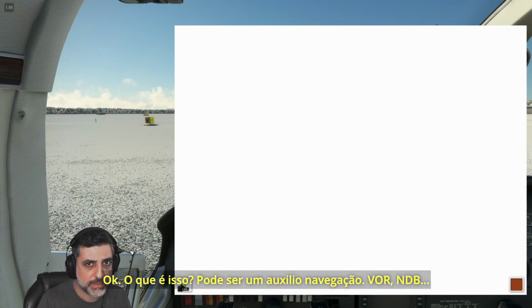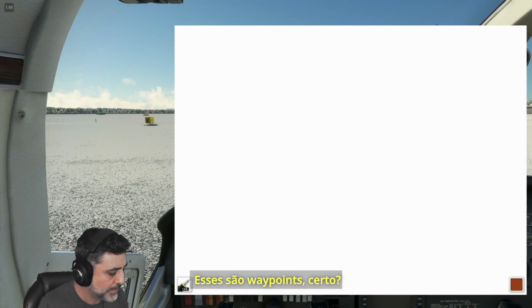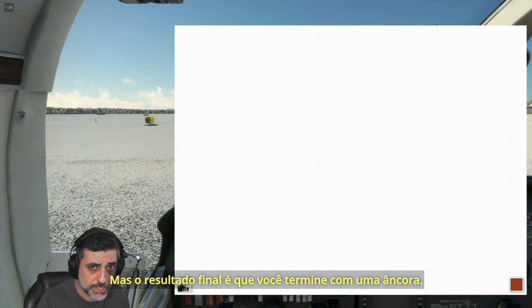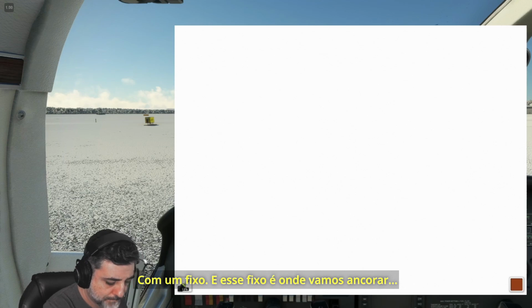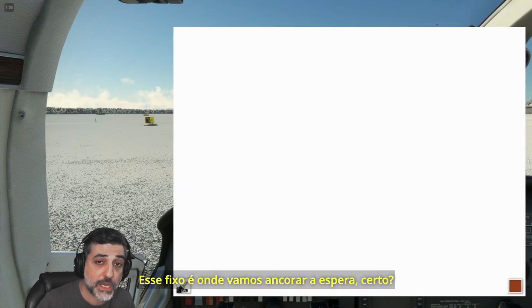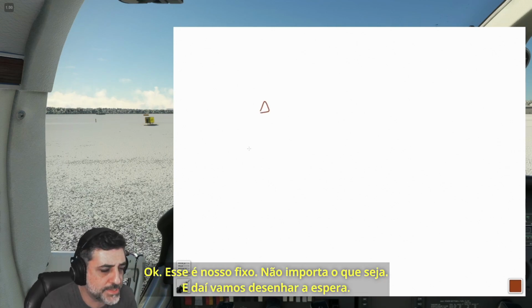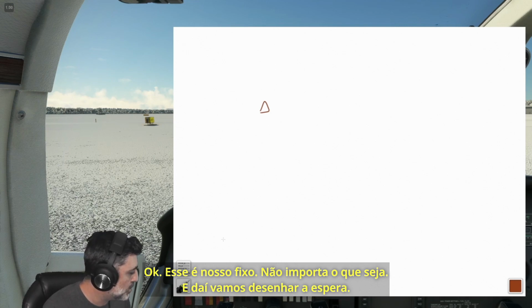VOR, NDB, or waypoint. Latitude, longitude, the crossing of two radials, a radial and a DME. Those are waypoints, right? But the end result is that you end up with an anchor, with a fix. And this fix is where we're going to anchor the hold, right? So put a fix in here. Okay, that's our fix, whatever it is, it doesn't matter what it is. And then we're going to draw the hold.